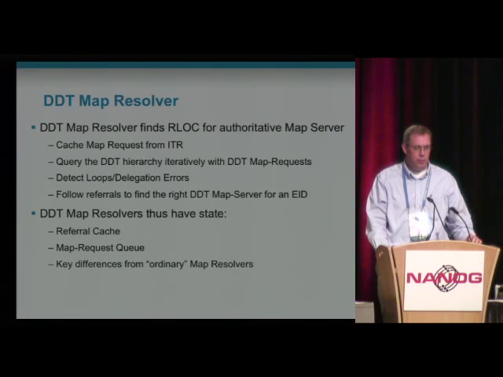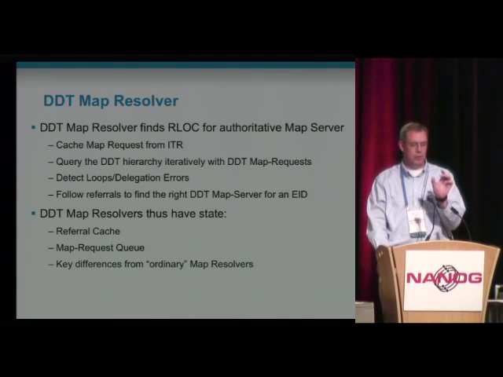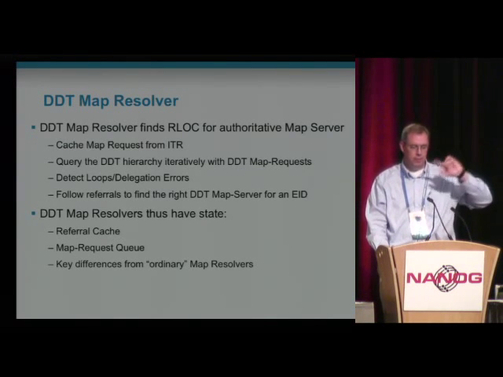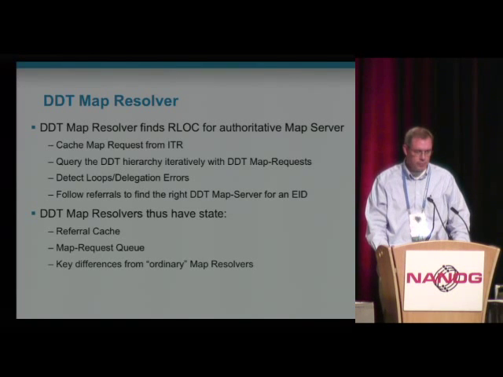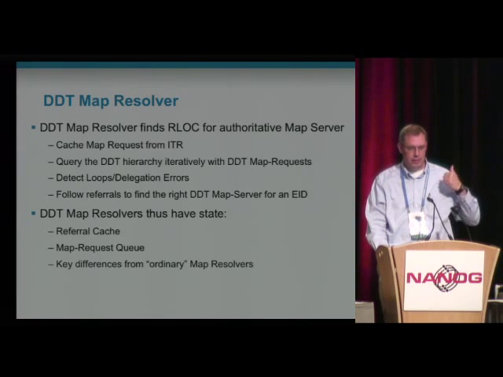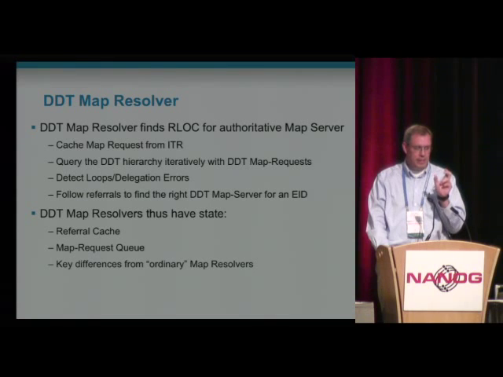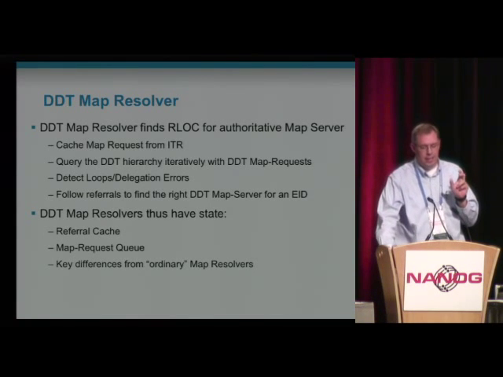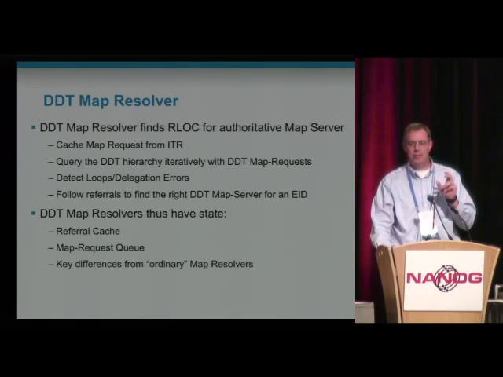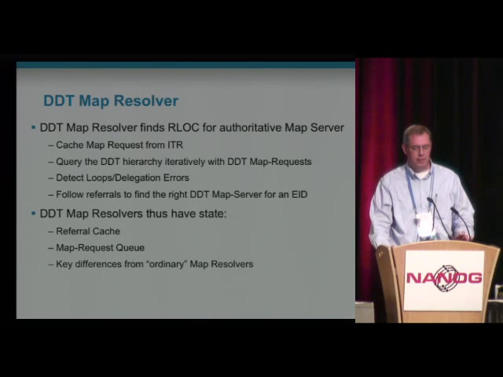The resolver queries the DDT hierarchy iteratively. There isn't the idea that the ITRs or routers need to do this. They hand it over to the map resolver, and it takes care of going out and hitting each of the nodes. You can do things like detect loops and delegation errors within the map resolver. And there's also the idea that you're maintaining a cache here, and that helps us get around potential latency. If you had to do this every time you're setting up a session, that could create some work. So there's the idea that we have referral caches and request caches.